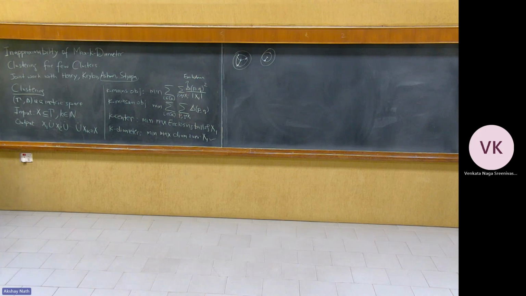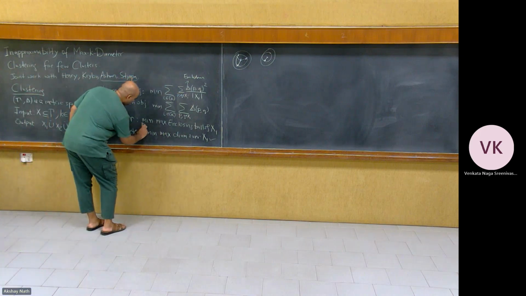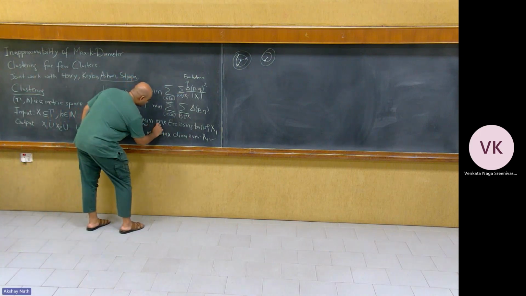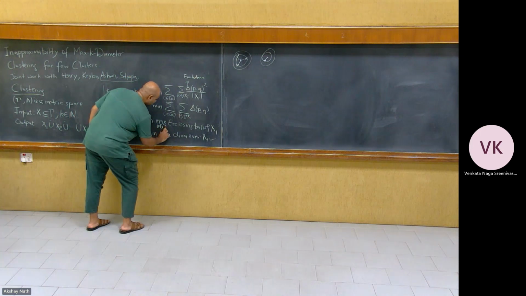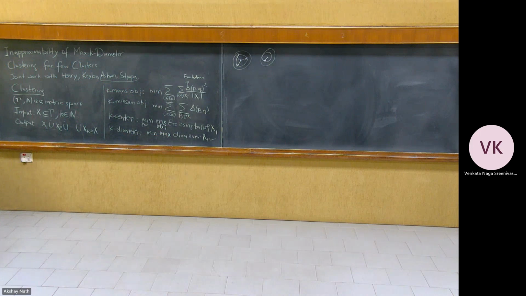You take the min over all partitions. So this is the min over all partitions. This is the max over all clusters. Is this fine? So any questions so far?